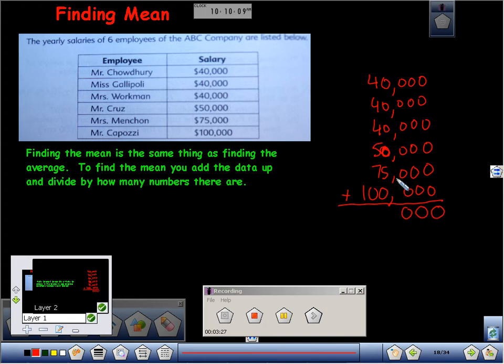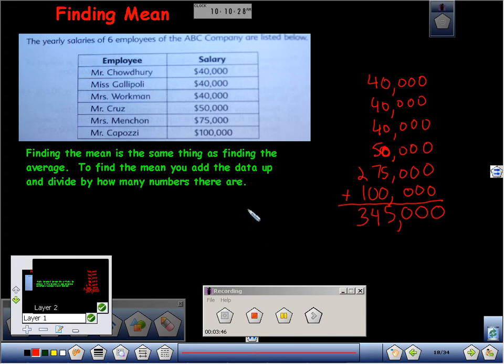Then, I didn't line these up too well, but I can see 0, 5. This is going to be a 5. This 0 goes with a 7. 7 and 5 is 12. 13, 14, 15, 16, 20, 24. So I'm going to put a 4, carry my 2. 2 plus 1 is 3. So I get 345,000. All these people together equal 345,000.